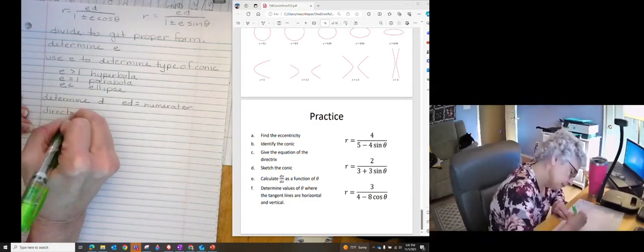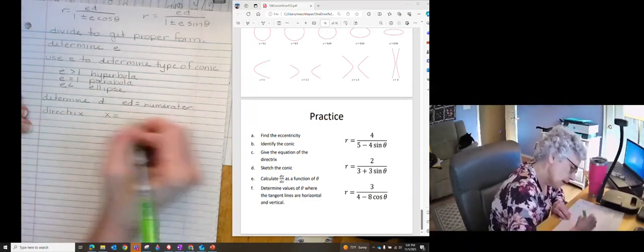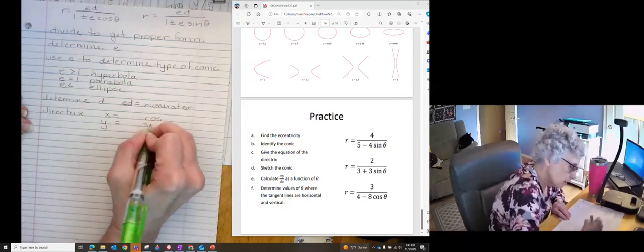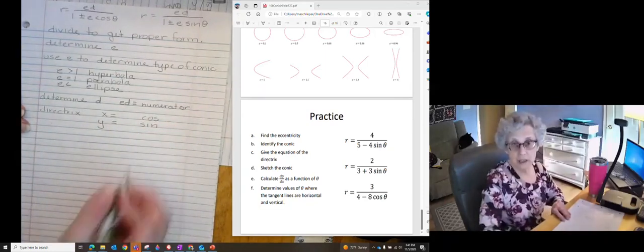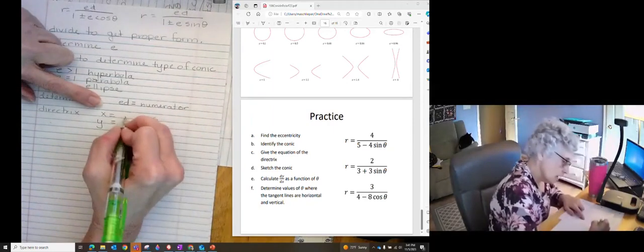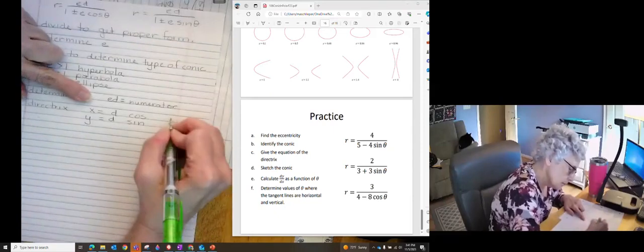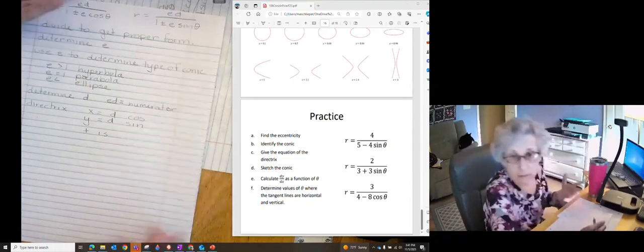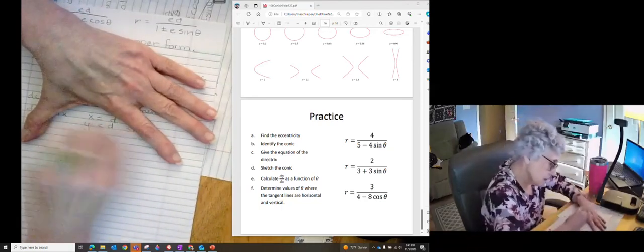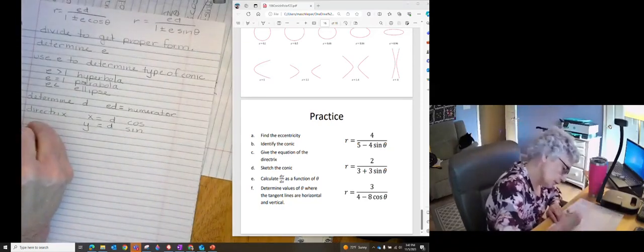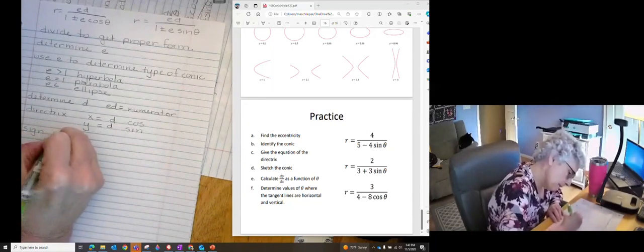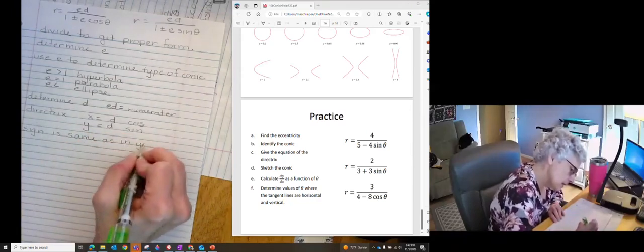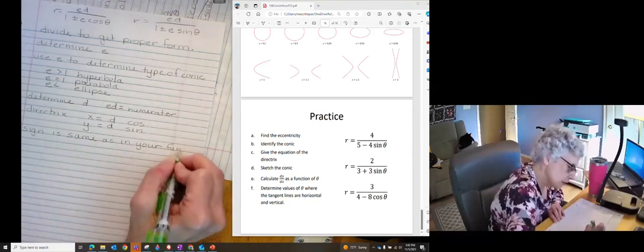And the directrix: x equals if you have cosine in your function, y equals if you have sine in your function. Plus, if you have a plus sign in your function, and minus if you have a minus sign in your function. So the sign is the same as in your function.